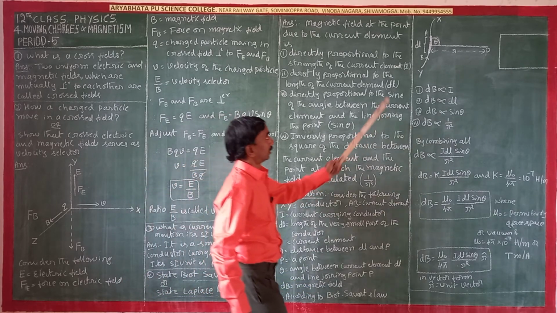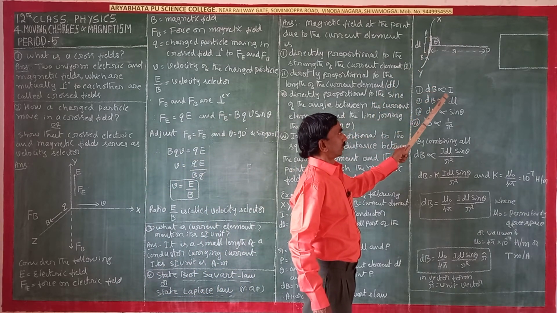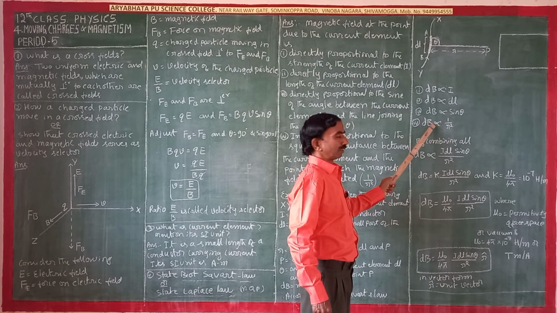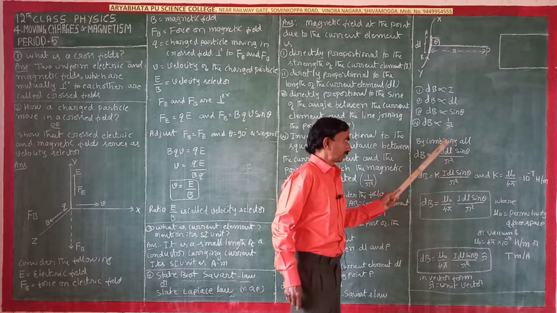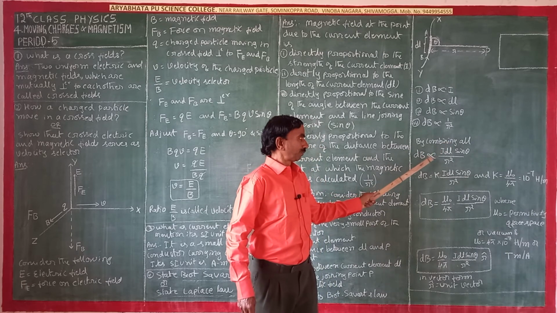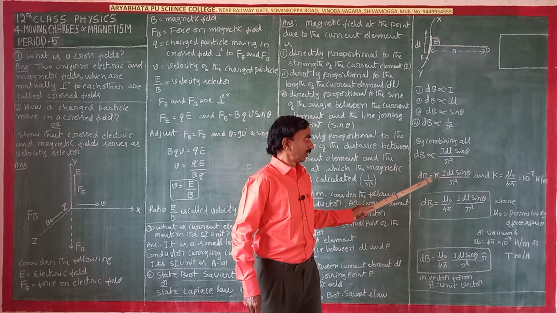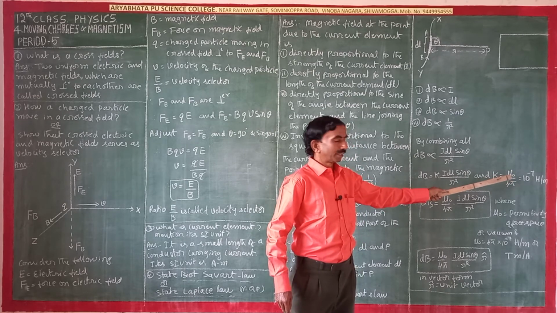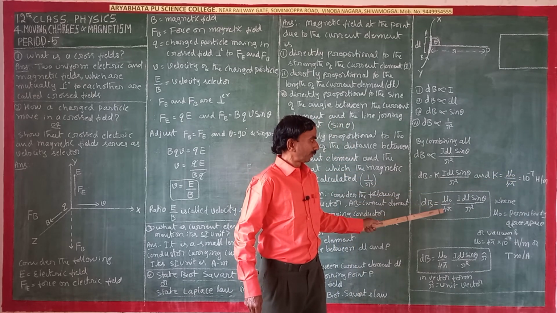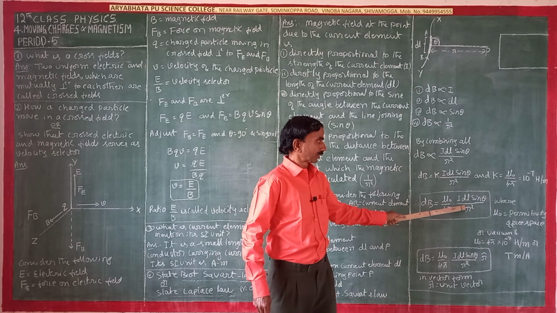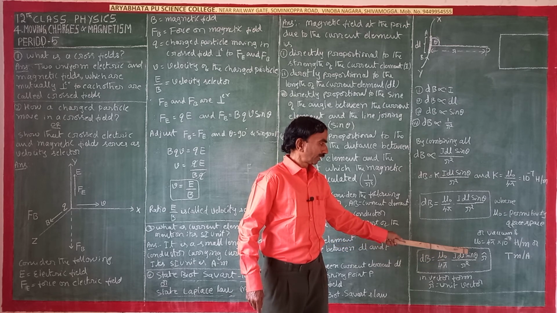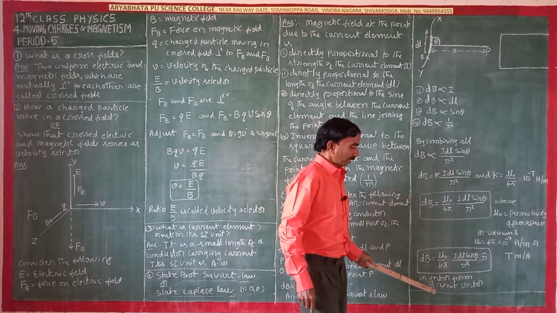According to Biot-Savart's law, dB is proportional to I, dB is proportional to dl, dB is proportional to sin theta, and dB is inversely proportional to r square. By combining all, dB is proportional to I dl sin theta by r square, so dB is equal to k into I dl sin theta by r square. K is equal to mu naught by 4 pi, which is equal to 10 to the power of minus 7 Henry per meter. So dB is equal to mu naught by 4 pi into I dl sin theta by r square. In vector form, dB is equal to mu naught by 4 pi into I dl cross r by r cube, where r is a unit vector.